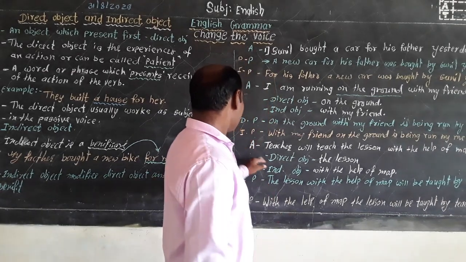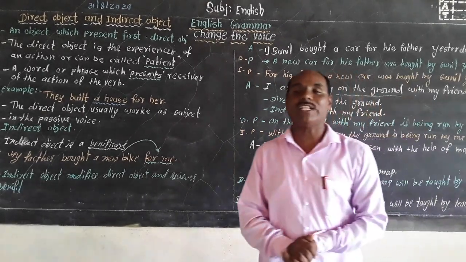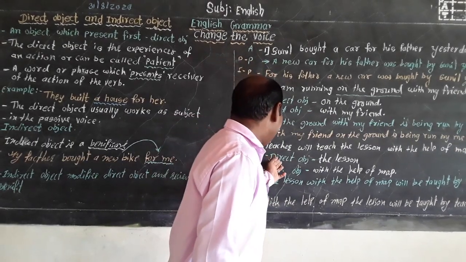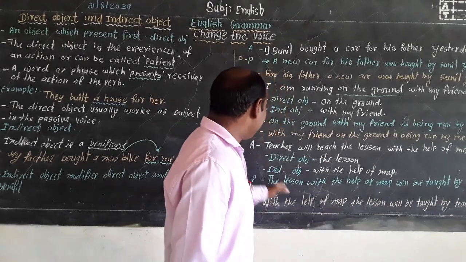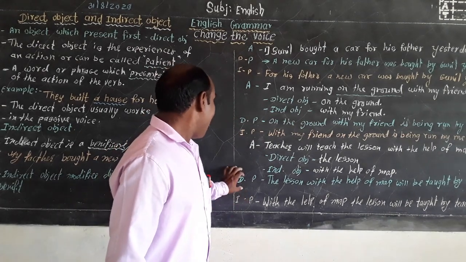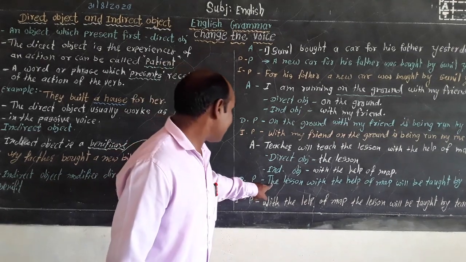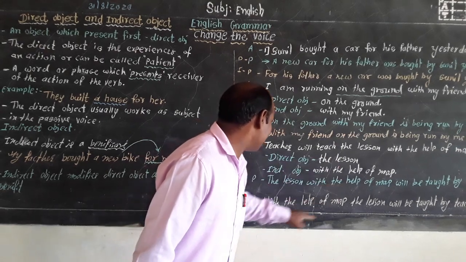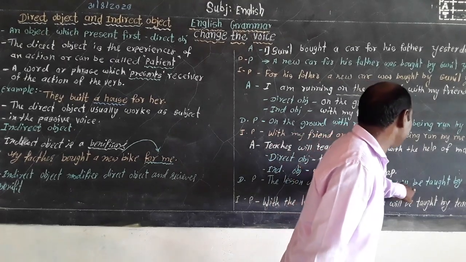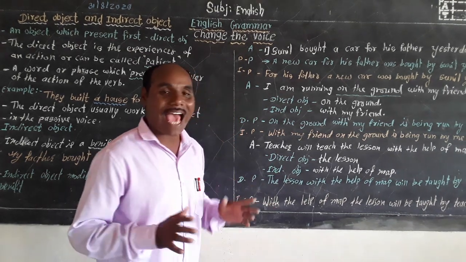Now next sentence. Teacher will teach the lesson with the help of map. Now, the direct object is the lesson and the indirect object is with the help of map. So, how to prepare the sentence into passive voice using the direct object? What is the direct object? The lesson. Then I have used here: The lesson with the help of map will be taught by teacher. This is the sentence prepared using the direct object.